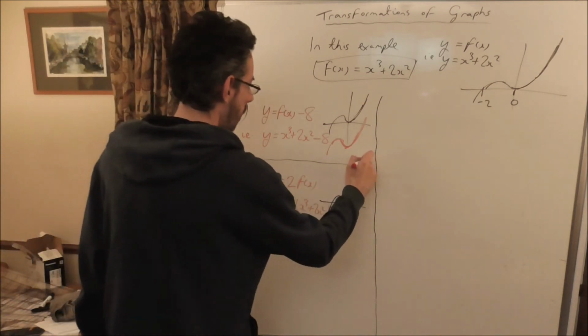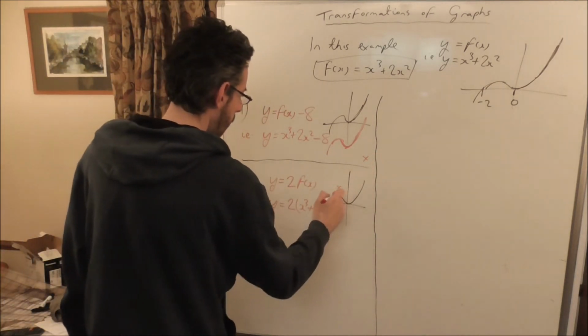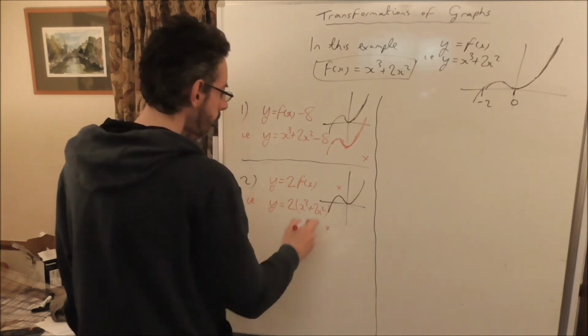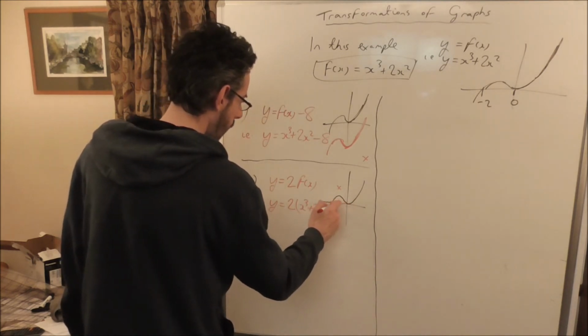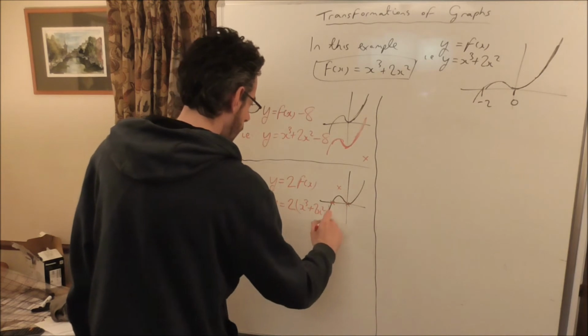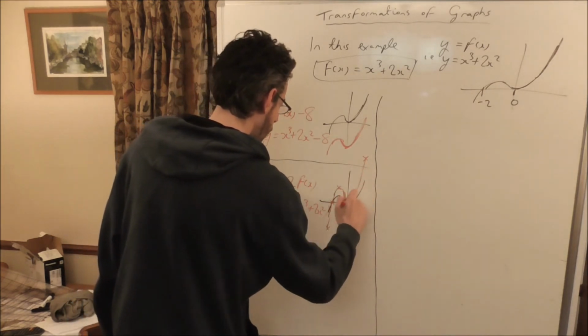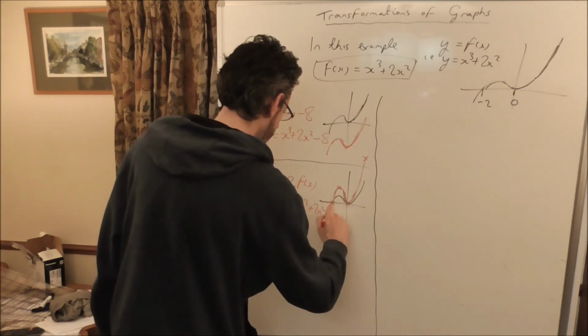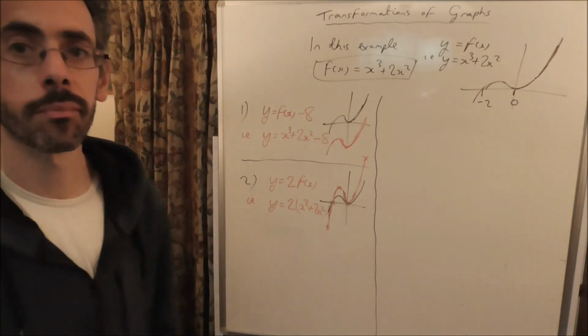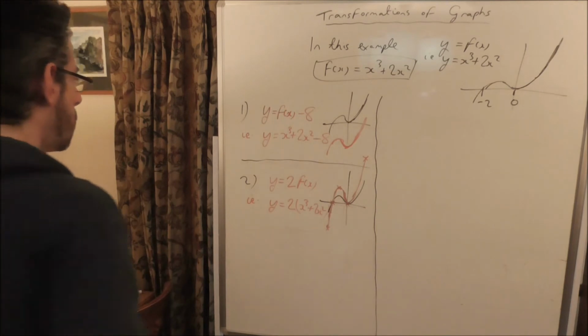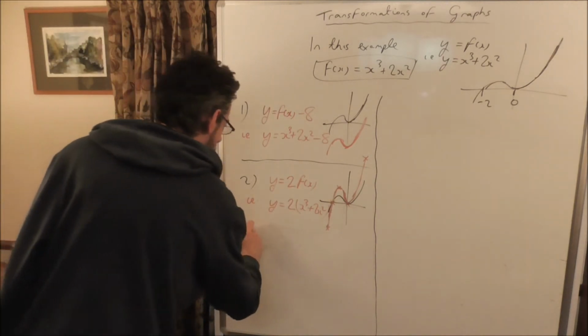This point's going to move way up here. This point's going to move up here. This point down here. This point and this point are on the x-axis, so they're not going to move at all. So the graph is just the original graph stretched vertically by a scale factor of 2. Something like that. So that's y equals 2 times f of x.